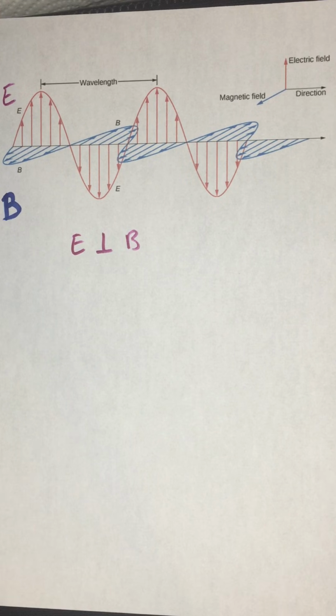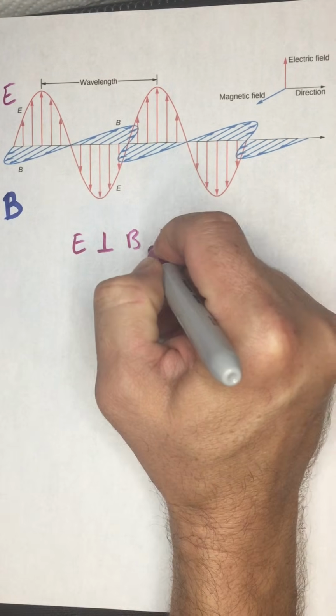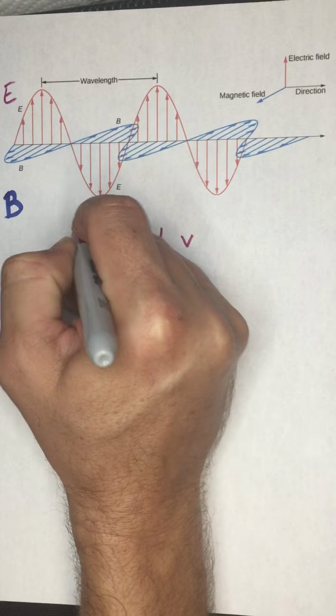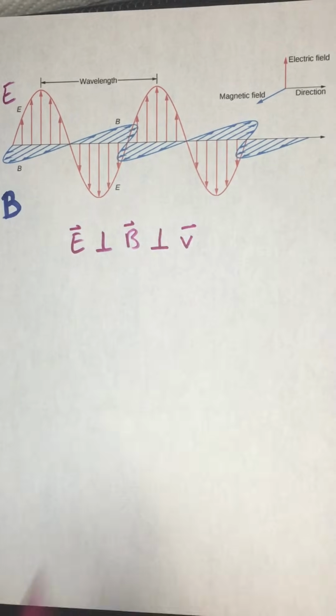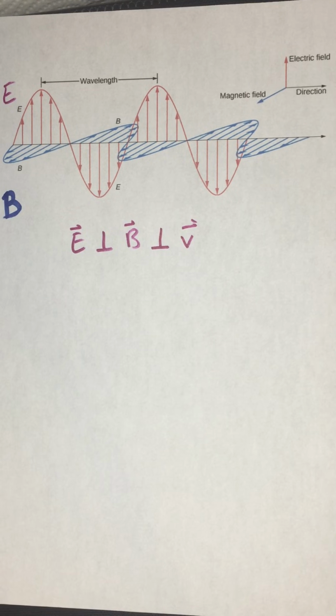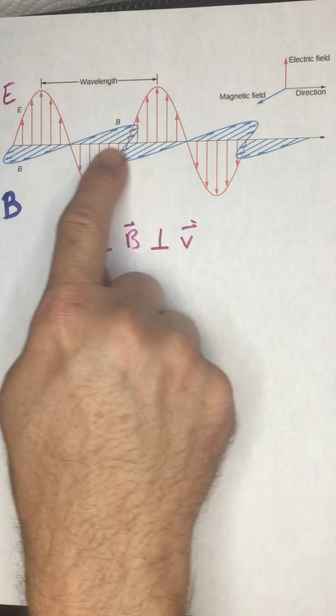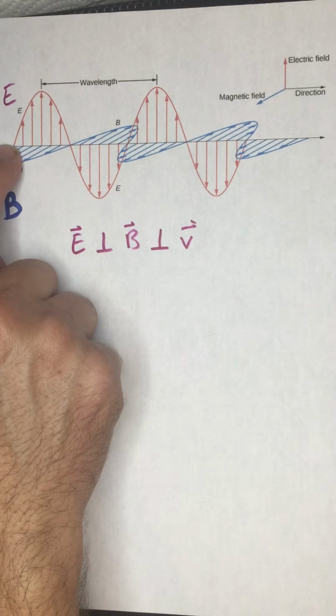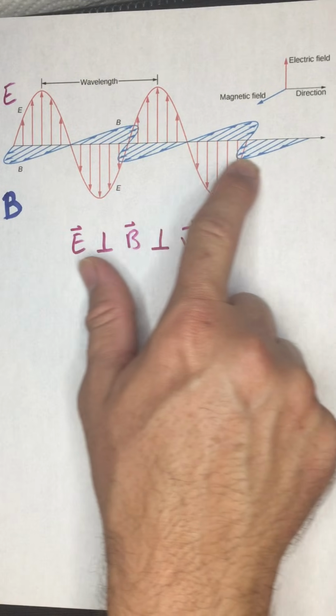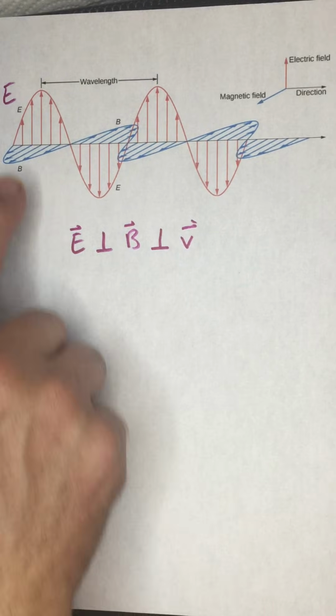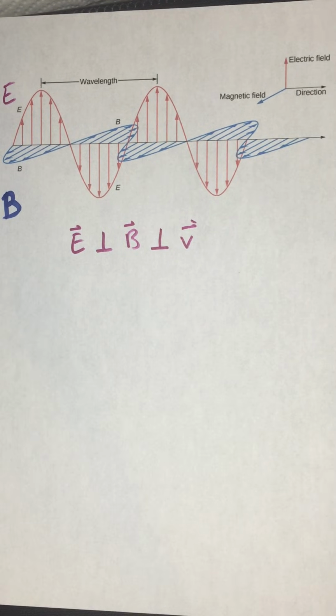So we can say this. If I make these vectors, this now makes some sense, right? The electric field and the B field are perpendicular to each other. They are mutually perpendicular to the velocity vector, which is, in this case, right along this axis. So this wave is traveling in this direction, consisting of two components, an E field and a B field.